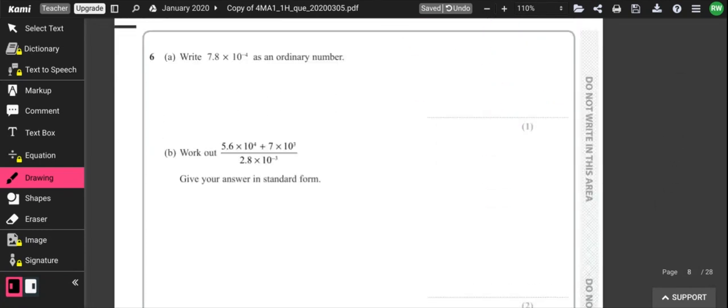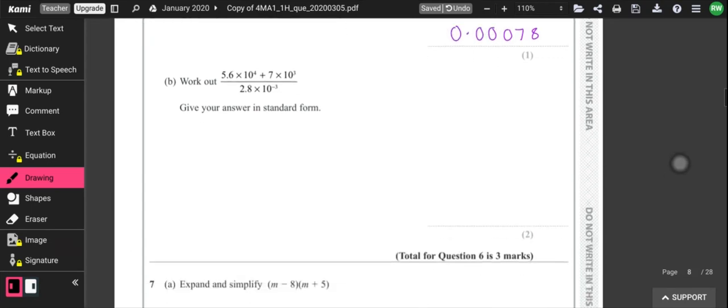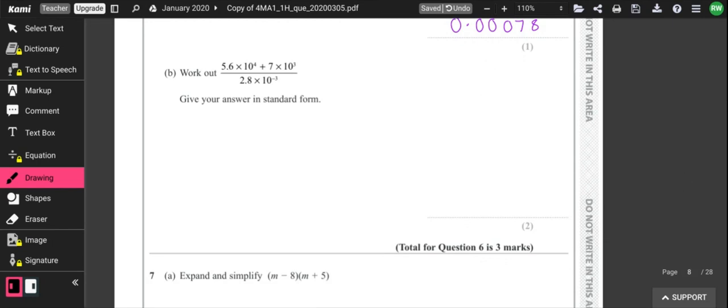7.8 times 10 to the negative 4 as an ordinary number. So we have the 7.8 and we're going to move the decimal place 1, 2, 3, 4 like that. And then work this out as an answer.